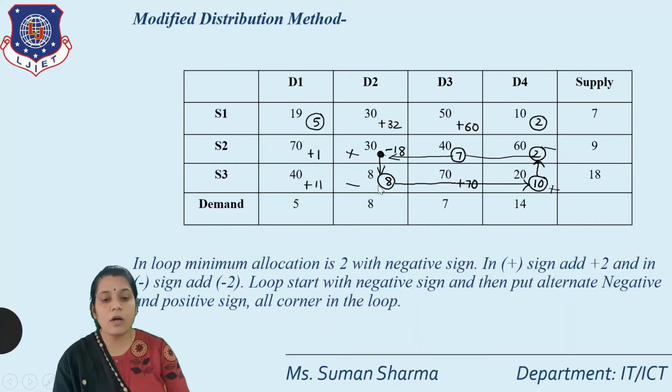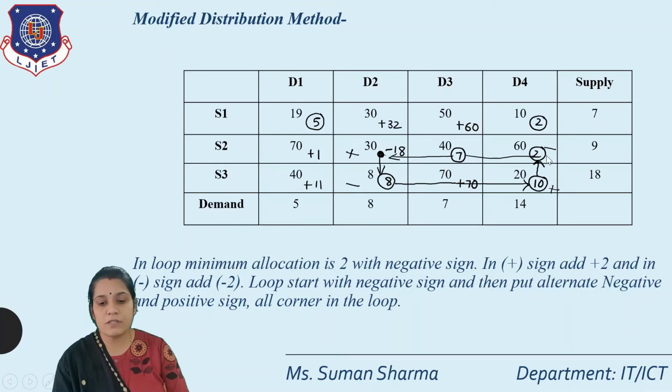After that, if your loop starts with the negative sign, you consider here the plus sign and alternate. You take here the negative and the positive sign. So no doubt your loop shape is the square or the rectangle. So we have the four corners, that means 2 plus and 2 minus. Okay. So here this is your plus sign, and after that we take here the negative sign, positive sign and the negative sign.